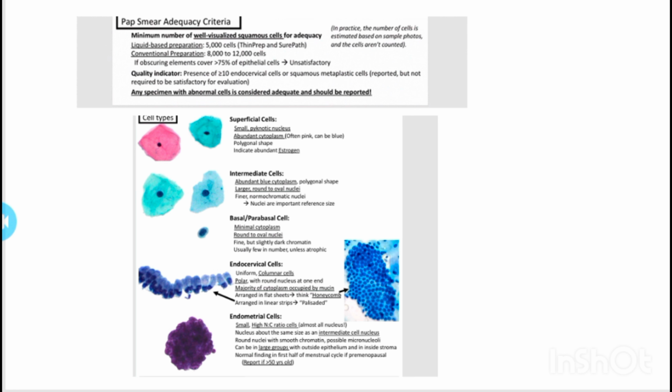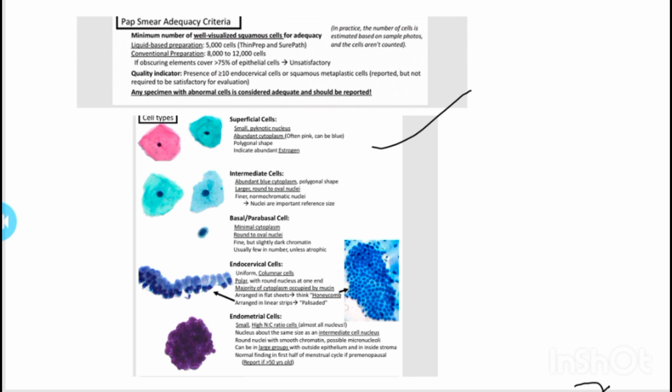Okay, first one, superficial cell. How to identify a superficial cell? A superficial cell is a polygonal cell with a small pyknotic nucleus. Okay, here you are seeing, that is a superficial cell. Abundant pink cytoplasm, orangeophilic cytoplasm because of the keratin content. Okay, so such cells are called superficial cells. Whenever estrogen is in excess, in high amount, superficial cells will be more. So you should think which are the conditions where estrogen is high. During the mid-ovulation phase or during pregnancy, you can find these cells.